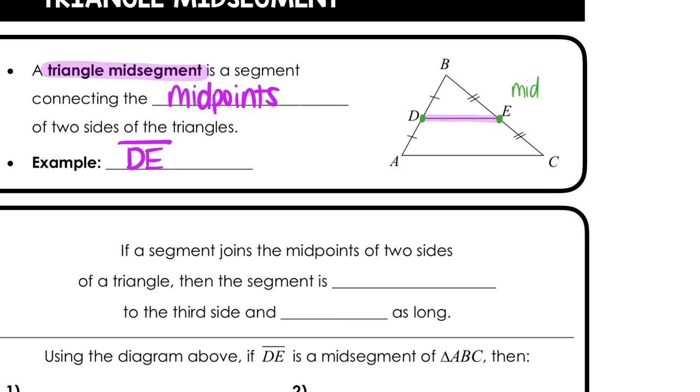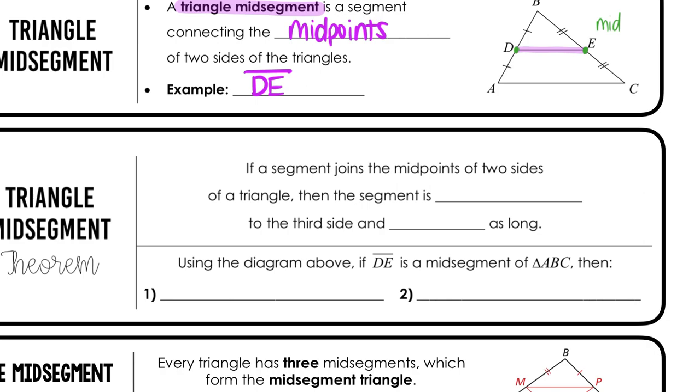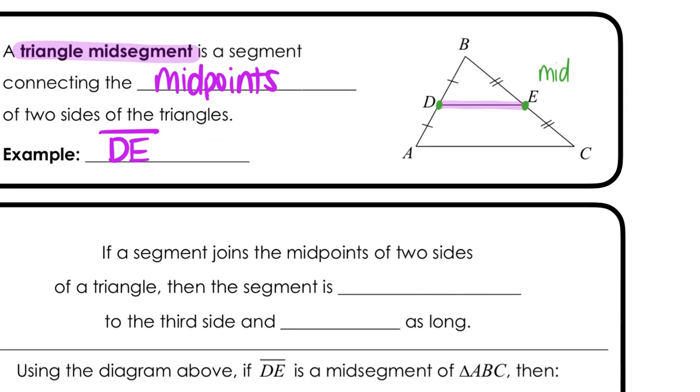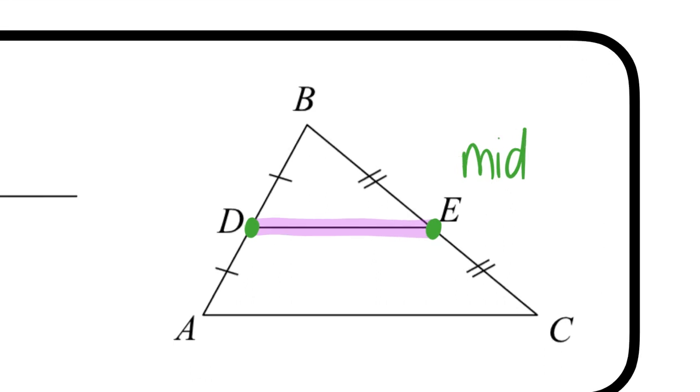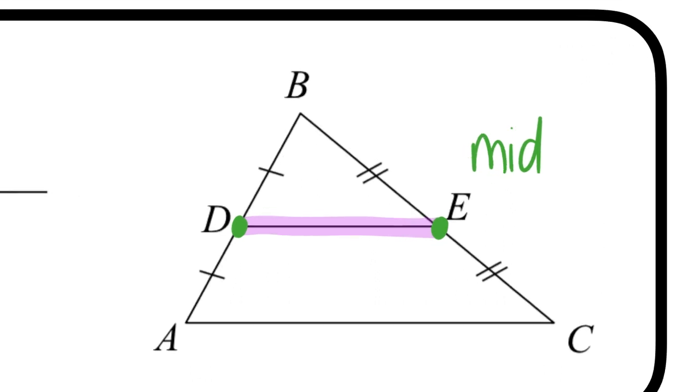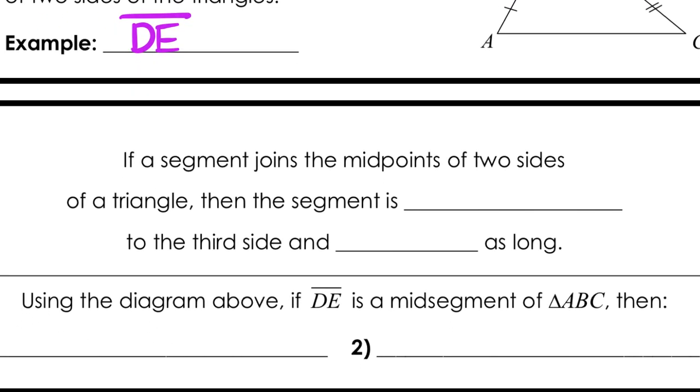Now, there's more than one mid-segment in each triangle, but for now we're just going to look at one at a time. There is a triangle mid-segment theorem that says a couple of things about properties that will be true in these triangles. This mid-segment DE is always going to be parallel to this bottom side, the third side. That's always true as long as it's actually a mid-segment, connecting the two midpoints. It's always parallel to the side directly across from it. So that's the first thing: if a segment joins the midpoints of two sides, then that segment will be parallel to the third side.